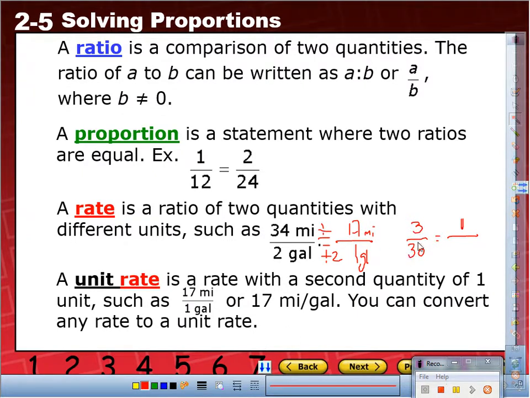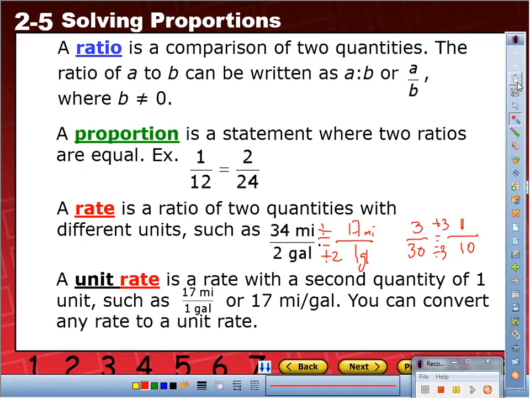In 3 laps, she ran it in 30 seconds. So what do we need to do to this to get 1? Divide by 3. So how many seconds? 10. Bam. 1 lap, 10 seconds. Pretty good. That's what we call the unit rate. Are we there? Any questions? We got it? All right.